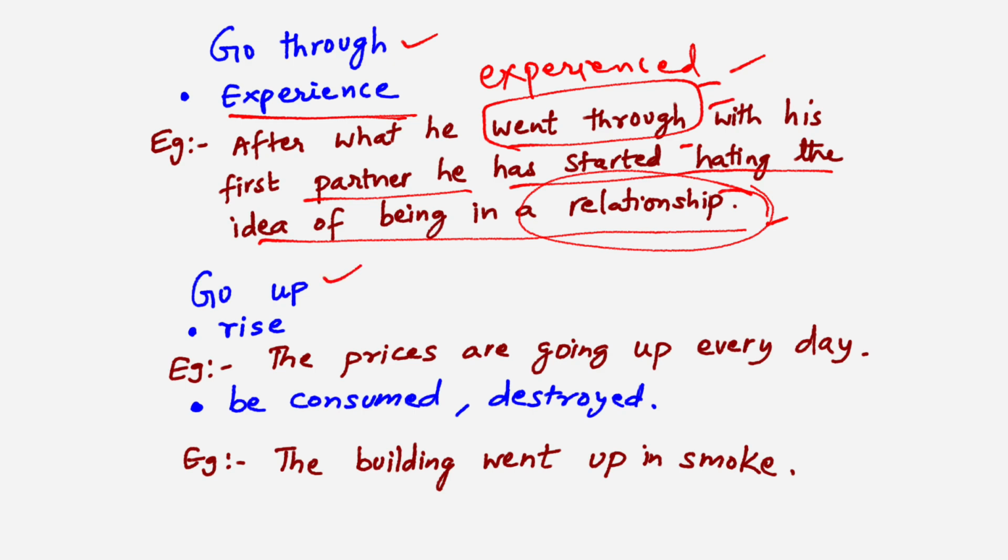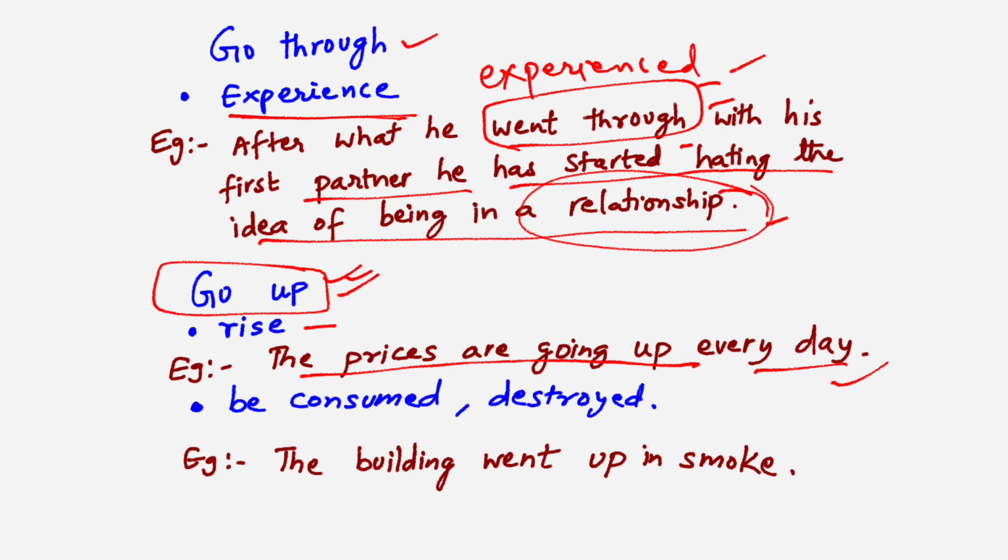And then we have go up. This is the last one in this video, and then we will proceed with other terms. So go up means rise, increase. Okay, so the prices are going up every day. The prices are rising every day, or you can use going up, go up. Okay, go up is the first form of the verb, and you can use the ing form of the verb in the sentence wherever it is required accordingly.